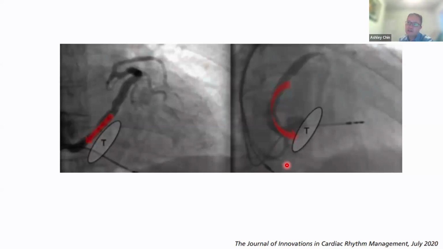The trick is that you have to maintain that counterclockwise torque, facing it almost backwards, before advancing it forward in the RAO view. Here you can see quite a posterior takeoff because of the Y configuration of the coronary sinus in someone with dilated cardiomyopathy.